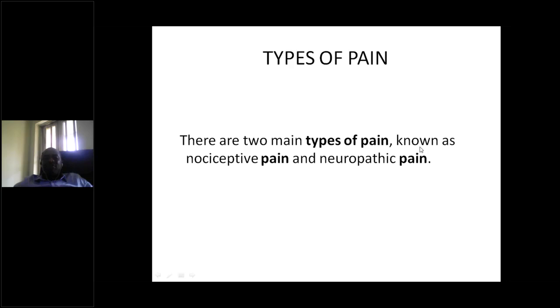Pains are classified mainly into two. Please take note of this. Pains are classified into two. One is nociceptive pain.